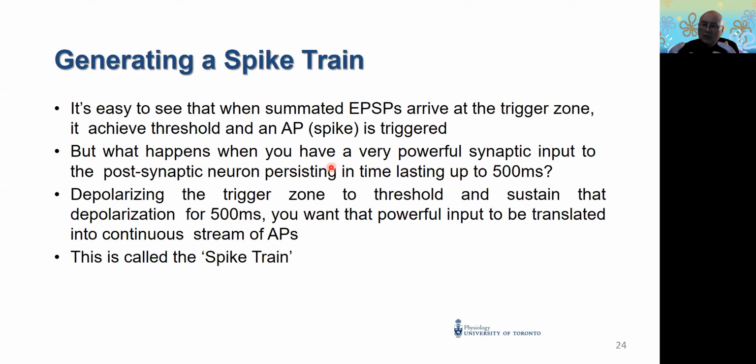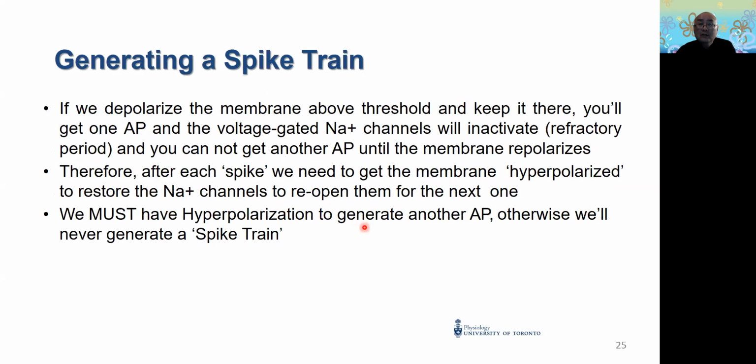So what happens if you get a really, really strong, powerful synaptic input into this one postsynaptic neuron that's hoping to make sense out of all of this information that is bombarding it in the form of synapses and EPSPs that are being generated? What happens if you get enough of a PSP, an excitatory postsynaptic potential, that is not just above threshold, but is above threshold for a very long time, of over like 500 milliseconds? Can we make use of any of this to actually develop what we call a spike train? So depolarizing the trigger zone to threshold and then sustaining it, what does that mean for the nervous system, and how do we interpret this type of information?